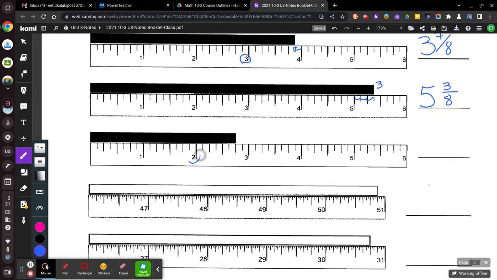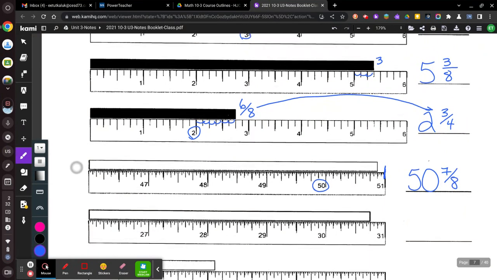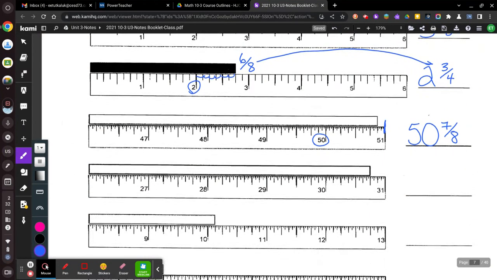The next one, we start with a great big grandioso 2. And we go 1, 2, 3, 4, 5, 6. This is a 6 out of 8, which reduces to 3 out of 4. We always reduce. The next one passes the number 50, and he's one notch before 51. One step before is 7 out of 8. One step in front is always 7 out of 8.